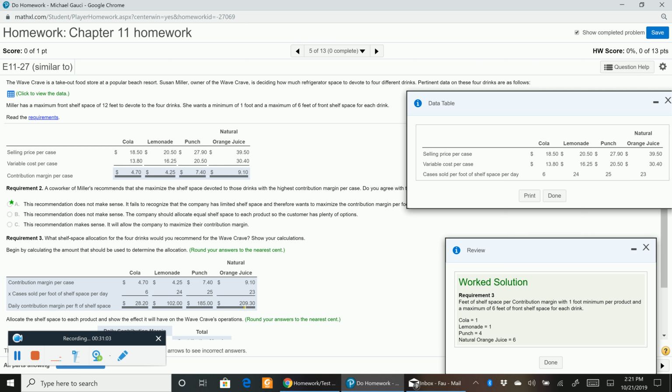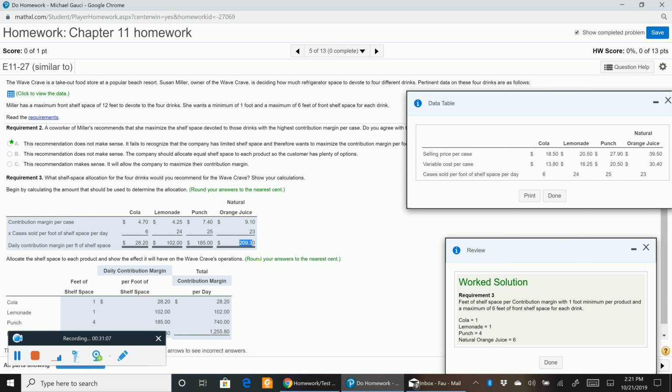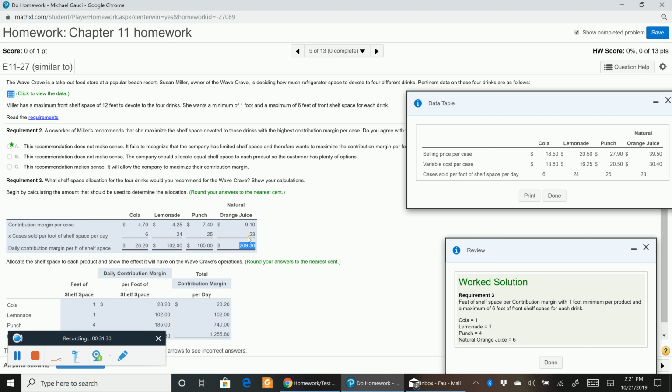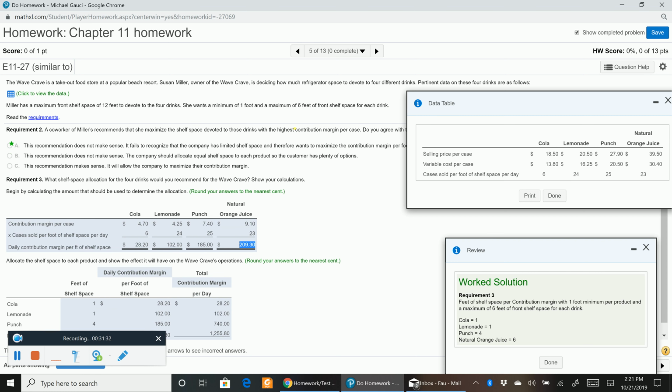So that's $209. Out of the four, which one gives you the most contribution margin per foot of shelf space? Yep, the answer is still orange juice. But remember, we couldn't have jumped to that. We have to break down our contribution margin per constraint. In this case, it's the shelf space. So what we want to do is give orange juice the biggest amount of shelf space, which is the maximum of 6 feet.